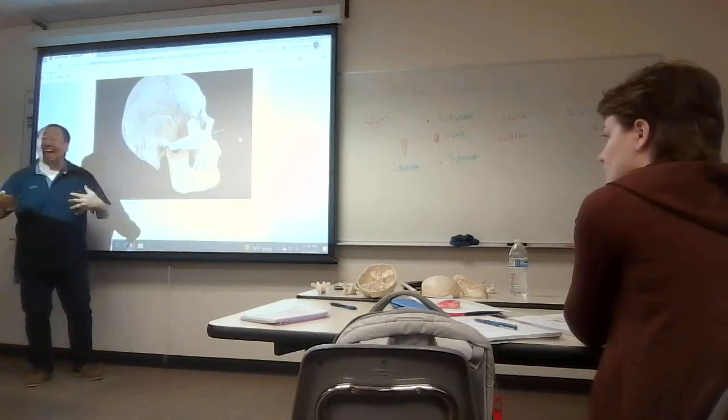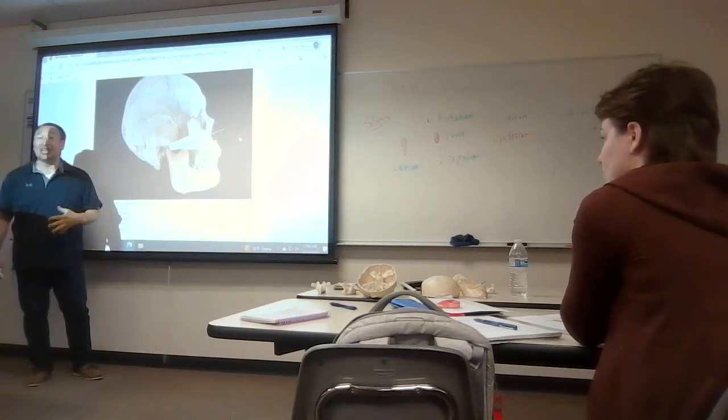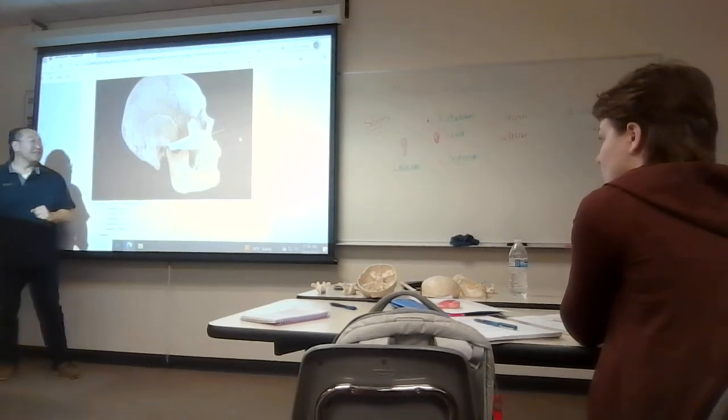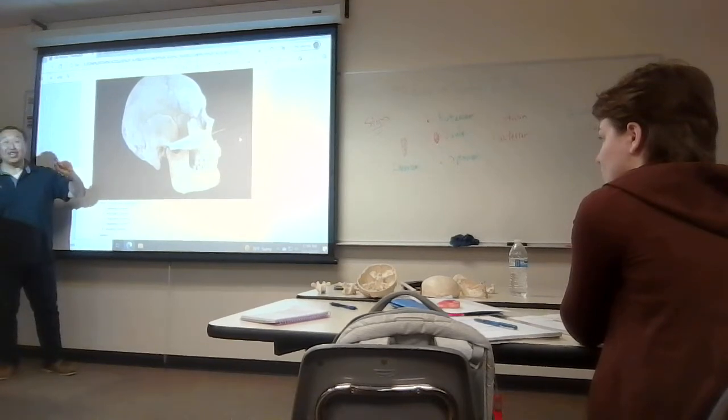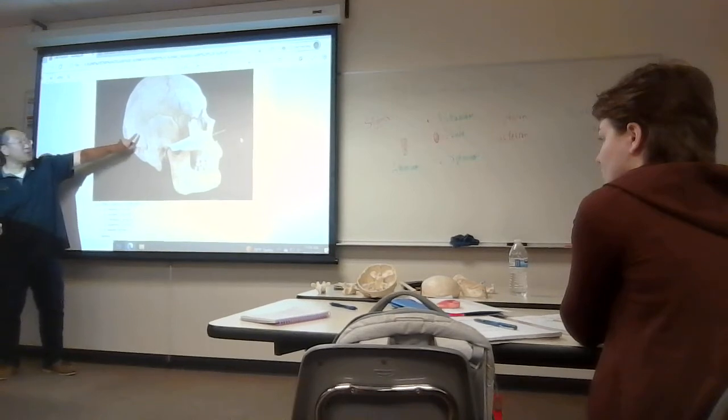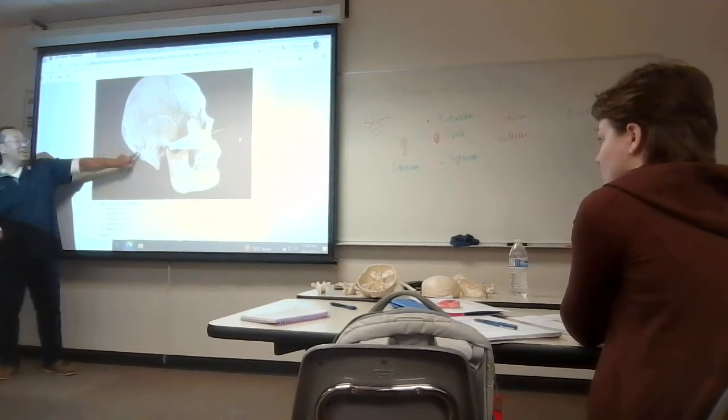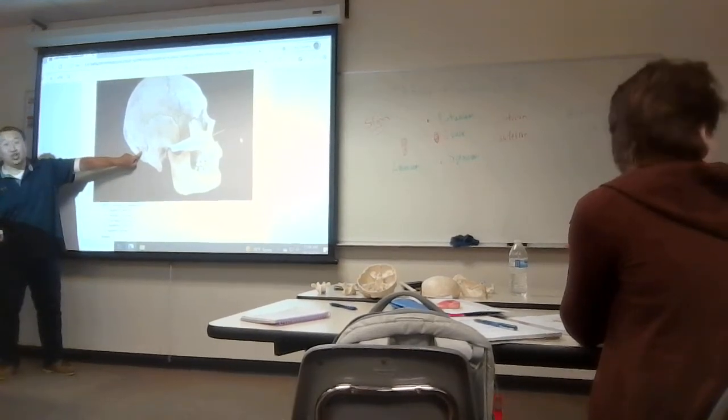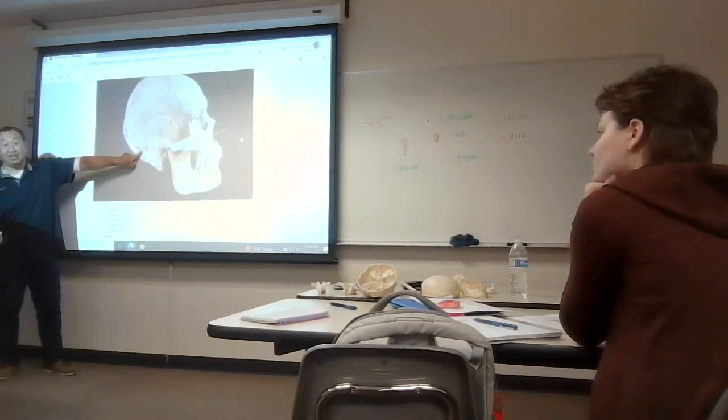Now, what's the Asterion? It's called aster because it looks star-shaped, because it's right here between the occipital, the temporal, and the very basal portion of your suture line.